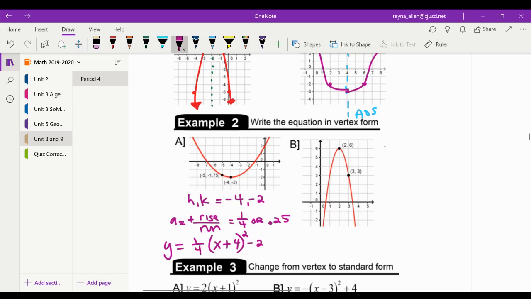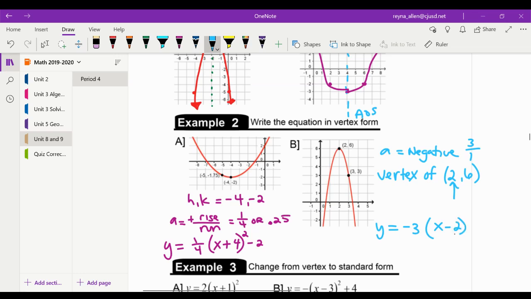Okay, this one, it is going down. So we know a is going to be negative. Let's see, how much are we going down? Rise and run: 1, 2, 3, and 1. So 3 over 1. And then a vertex of 2 and 6. Remember that one, you make the opposite. So y equals negative 3 times x minus 2 squared plus 6.